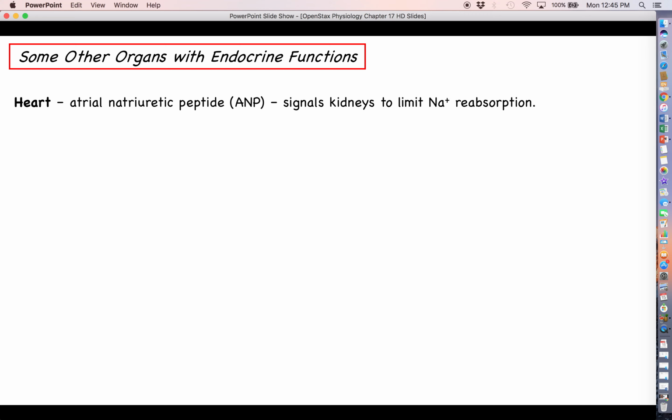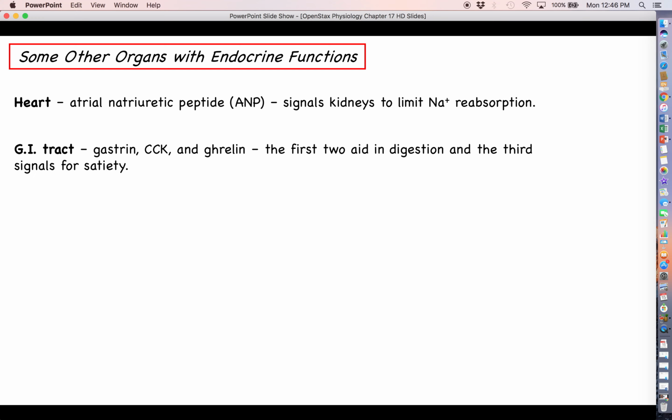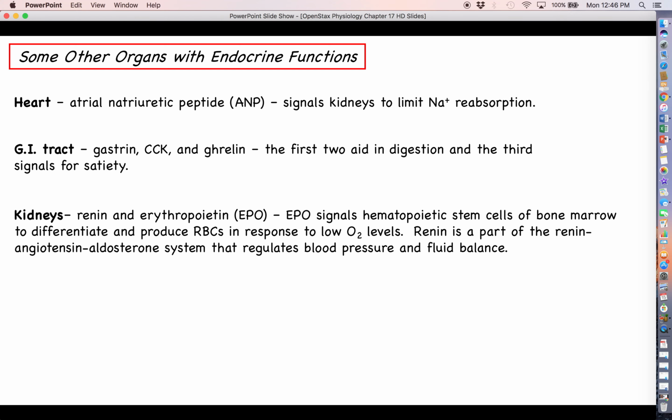So just to kind of finish this out, this doesn't really have anything to do with the pancreas, but before we start talking about endocrine pathologies in our next video, just a list of a couple of other organs with endocrine functions. I should have mentioned this in the first video, so this may just be a little bit of repeat information. The heart makes a hormone called atrial natriuretic peptide, which helps to signal to the kidneys to reduce sodium reabsorption. The GI tract makes three different enzymes, gastrin, CCK, and ghrelin, which either help aid in digestion or signal to you that you've eaten enough and you are full.